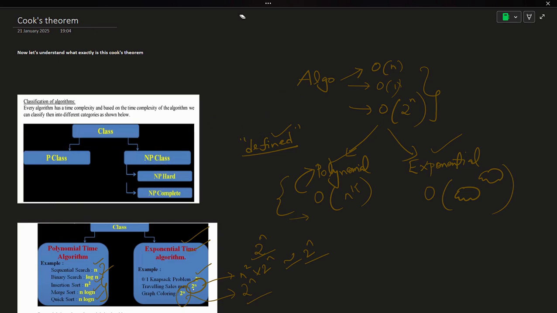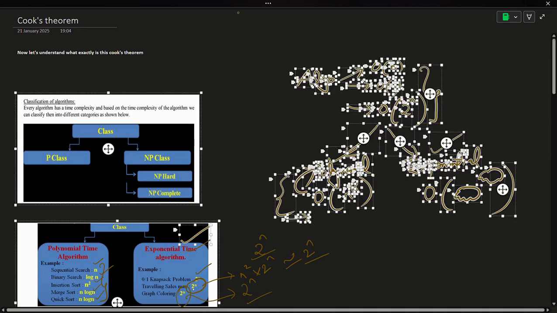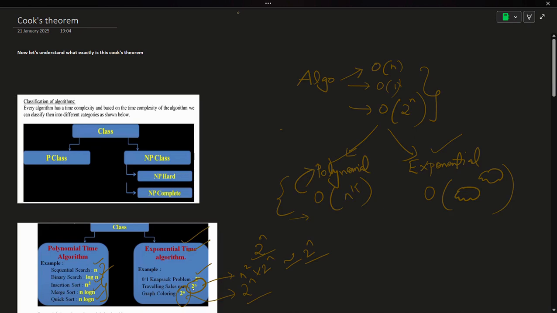Now let's see what is NP class. NP class means the algorithms which run in non-polynomial time. What does it mean? Non-polynomial time itself means that the algorithm takes exponential time. These algorithms which are taking exponential time are subcategorized into NP hard and NP complete. We will understand NP hard and NP complete at a point later in time, but first let's understand why are we writing these non-deterministic algorithms?